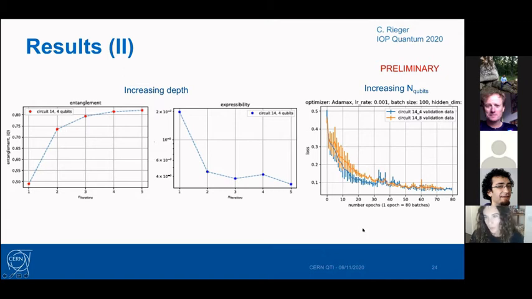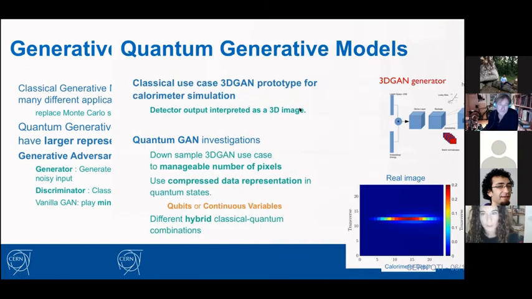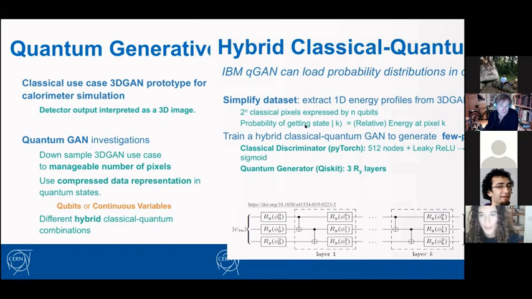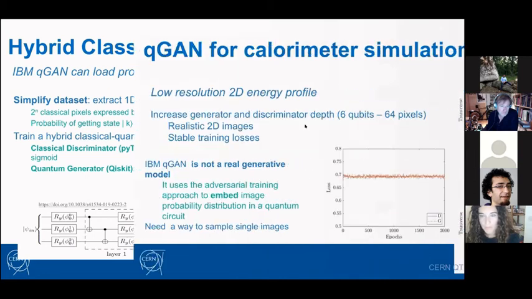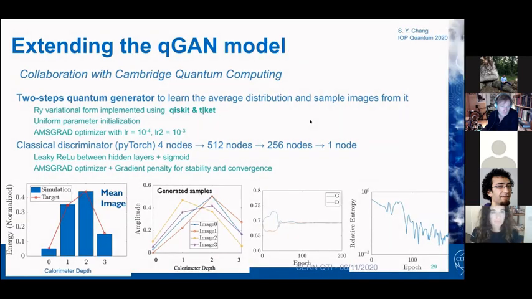I'm running out of time. So I should probably close here, right? Yeah, if you could wrap up, because then we have some time for some questions. Yeah. So I will skip the part on generative models. Sorry. And I will just conclude.